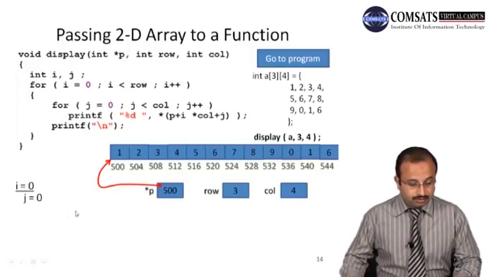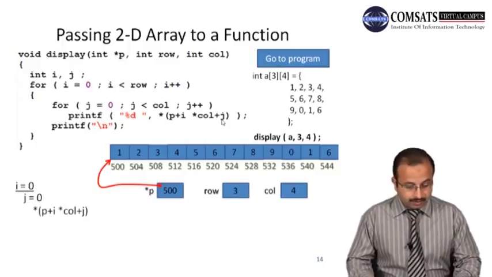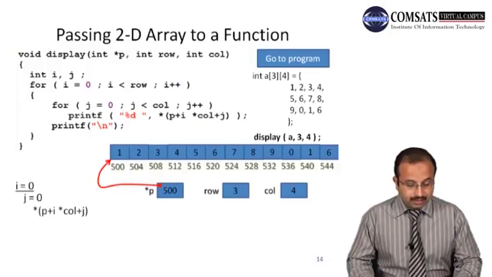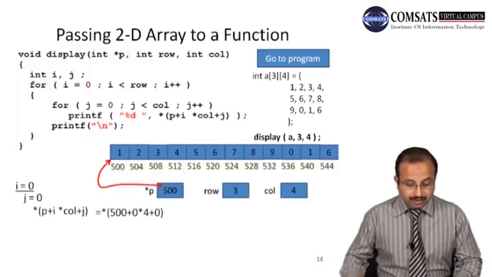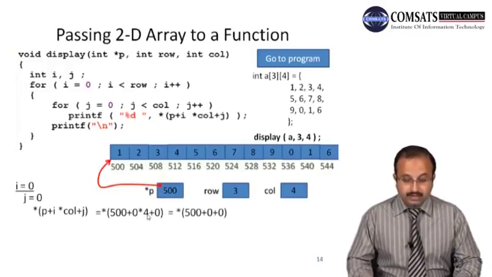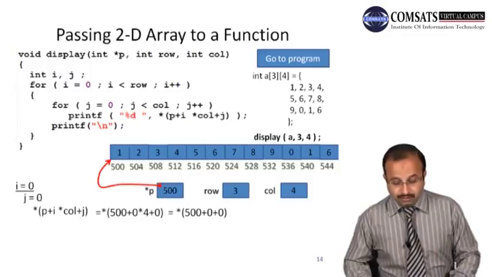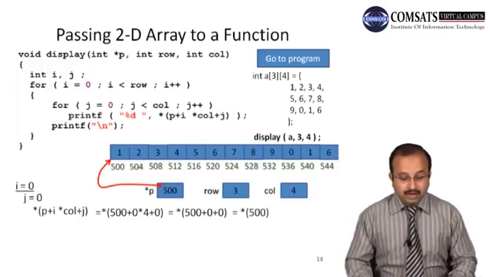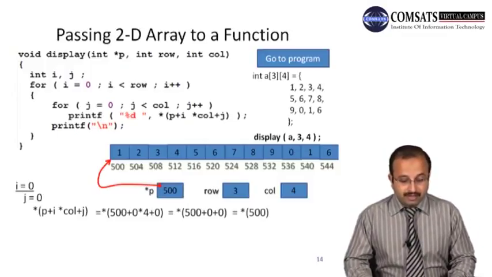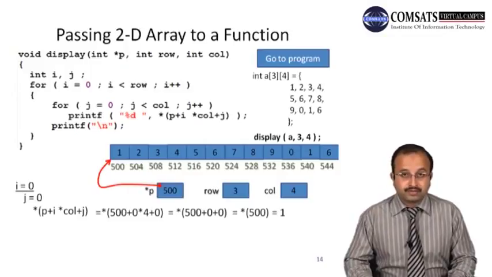So the value of j is now 0. Now this expression will become this expression, that is very important. So this expression becomes like this. So *(p + i * col + j), that is equal to, if we insert the values, p is 500 plus 0 multiplied by 4 plus 0. So first the multiplication will be performed, so this value becomes 0. It will be like 500 plus 0 plus 0, that means address 500, and the value at address 500 will be printed, and that value is 1. So 1 will be printed.